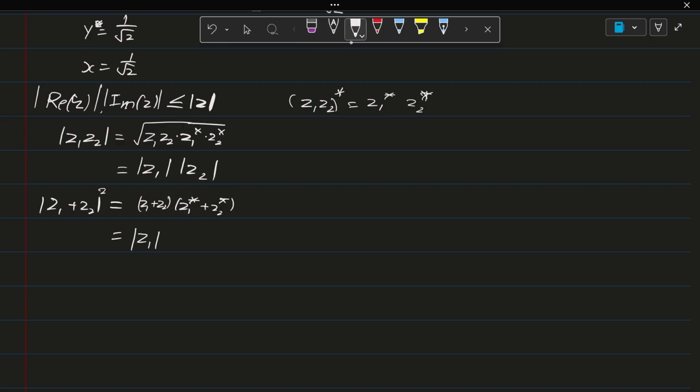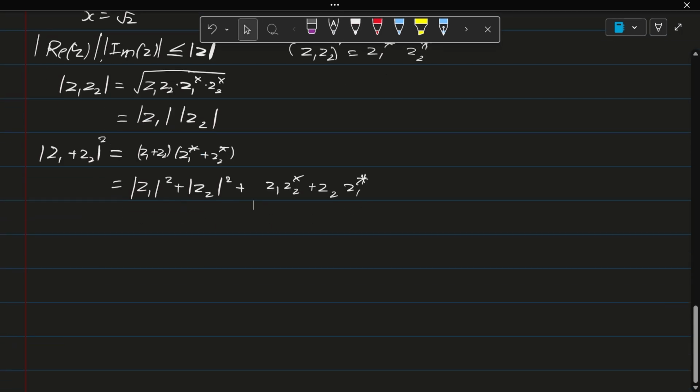So we could open this up to get the length of z1 squared plus the length of z2 squared plus z1 z2* plus z2 z1*. Now, this is a very interesting property, so we could just rewrite everything again. Add this by the real part, 2 times the real part of z1 times z2*.